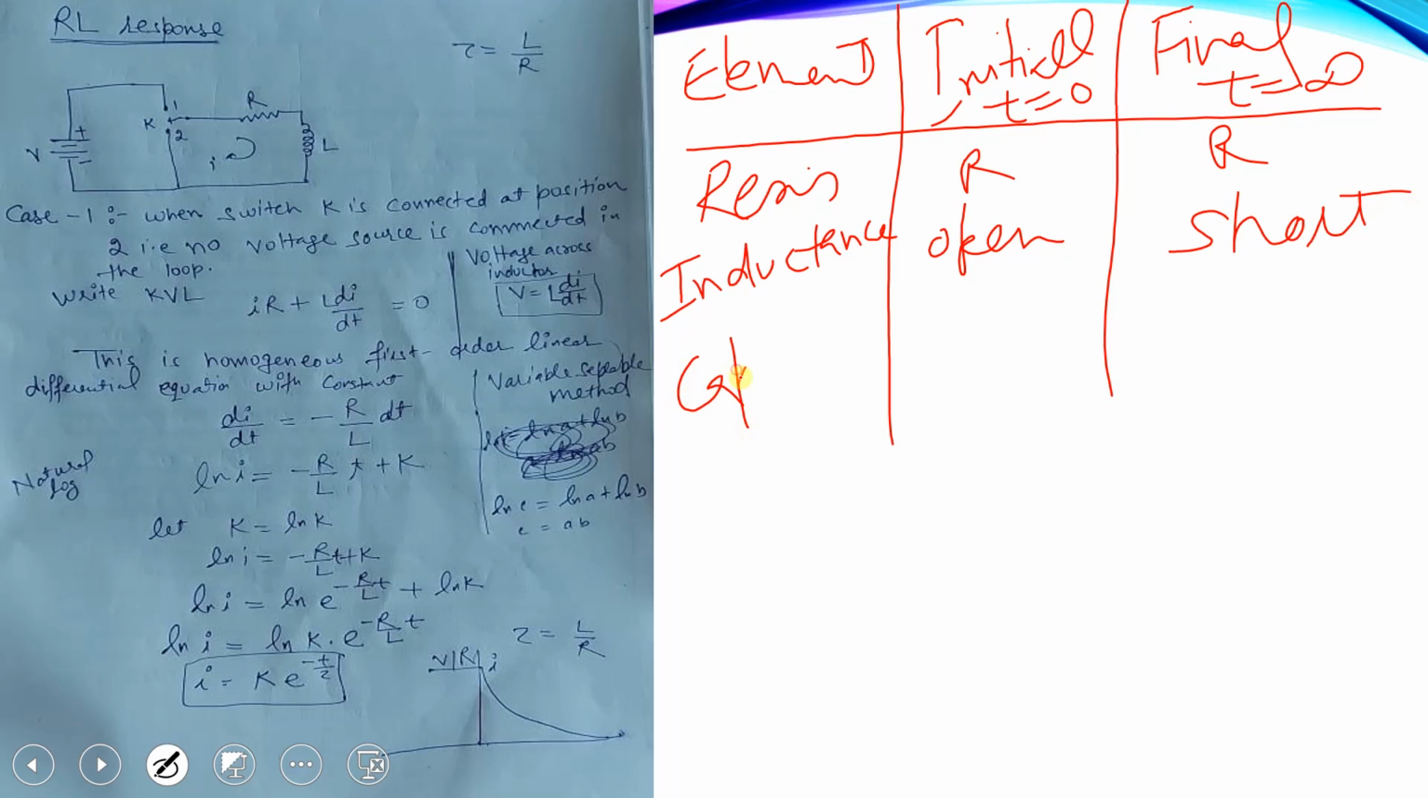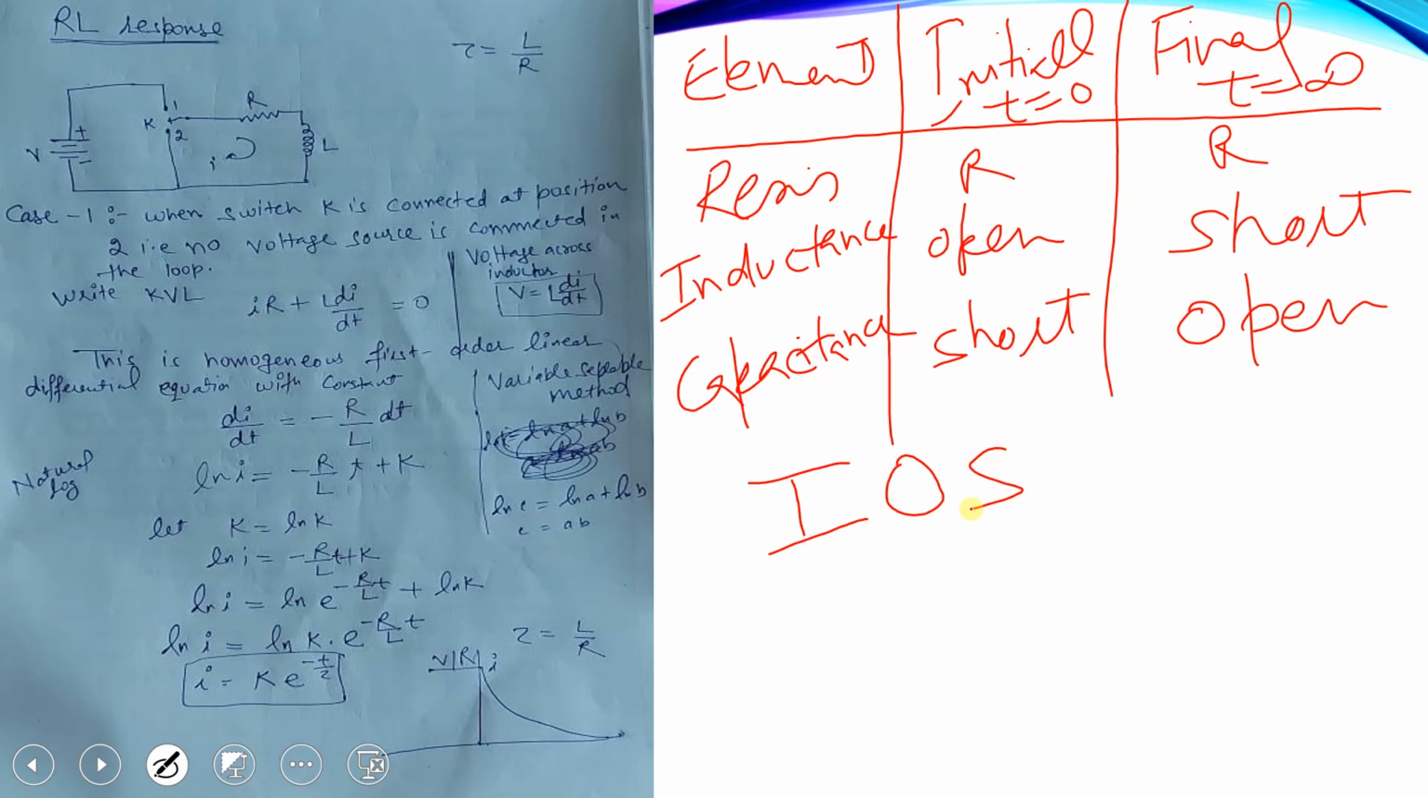And capacitance is short circuit at initial position and open at final position. It can be remembered as ICE. I have discussed this thing in the previous lecture also. I means inductance: when it is at initial condition, it is open, and when it is at final condition, it is short circuit. C means capacitor: at initial position, it is short circuit, and at final position, it is open.